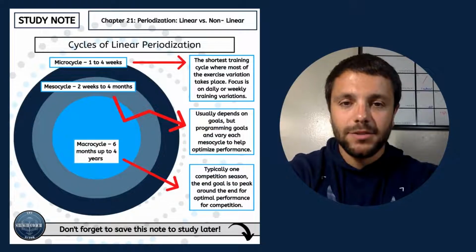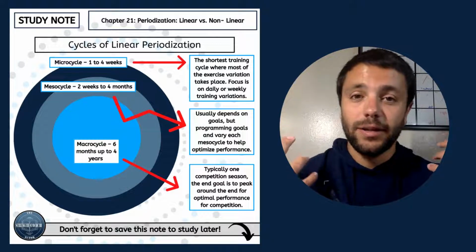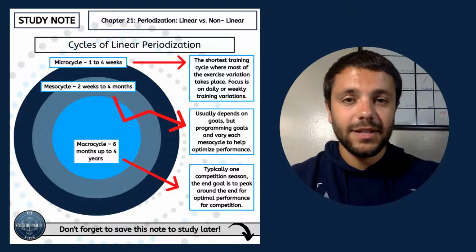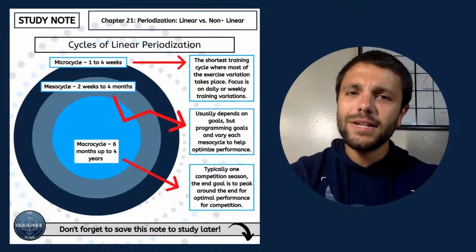Now let's go ahead and talk about macro, meso, and microcycles. So typically when we're talking about macrocycles, it's the entirety of a training period. And for most contexts, it's going to last anywhere from 6 months to 4 years.